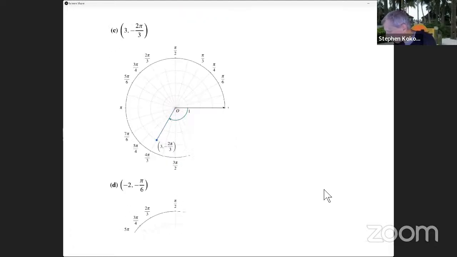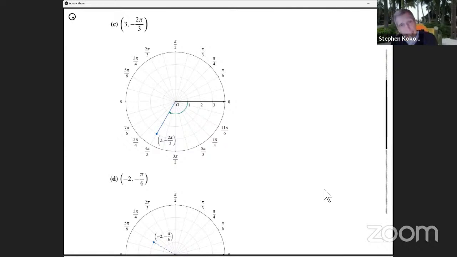Here's another one. This time the angle is negative, negative 2 pi over 3. That's okay. I still measure that from this polar axis. This direction is considered positive. So I go minus 2 pi over 3, and draw that line, what I think of as a terminal line, from the origin. r is positive, so I go 3 units out from the origin, and there's the point 3, minus 2 pi over 3. Hey, pretty cool.